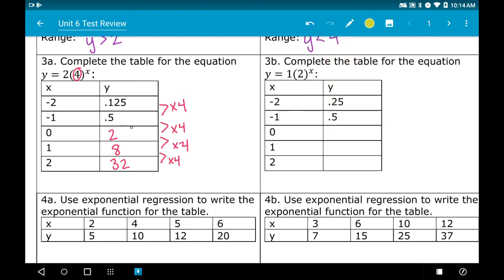And notice right here, this number out front we said was our y-intercept. And your y-intercept is when x equals 0. So when x is 0, your y should be 2, which is what we have.